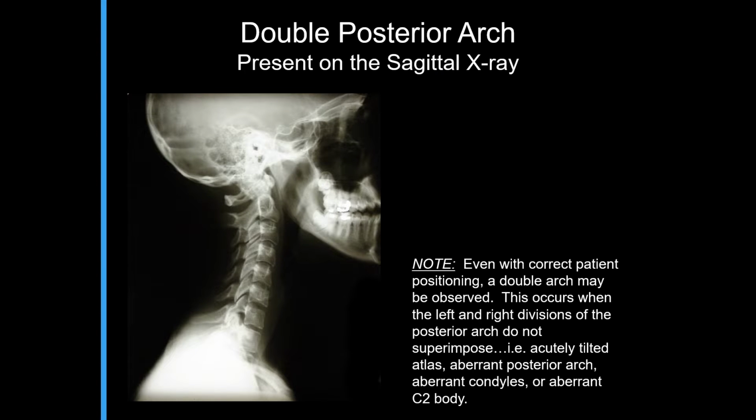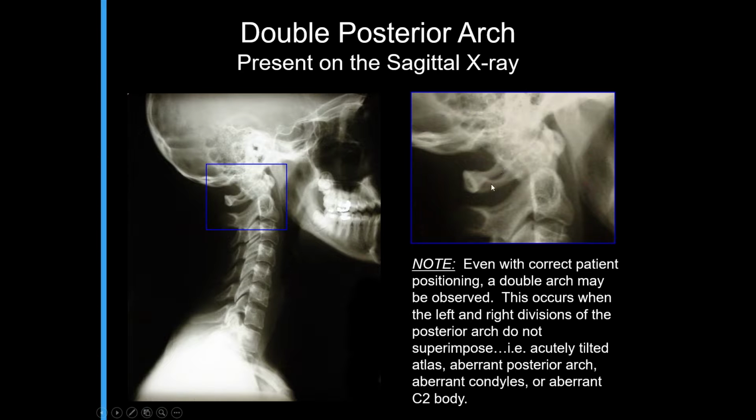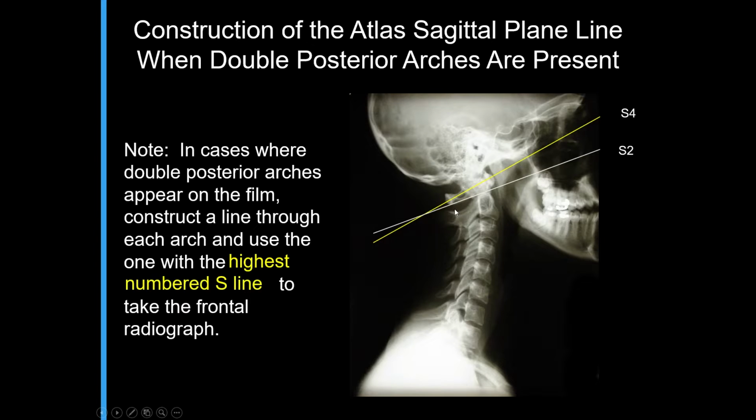As far as that posterior arch sign, there's a few reasons why this can happen. You can have an actual tilted atlas, or an aberrant posterior arch, or condyles, or C2 body, which would cause it to look like a double arch. So we're going to zoom in on that picture right there. You can see how you have two posterior arches going on. So the patient's not rotated, the patient's not tilted, but the actual structures are rotated or tilted. And when that happens, you take the higher S line to actually get a better view of the film from the front.